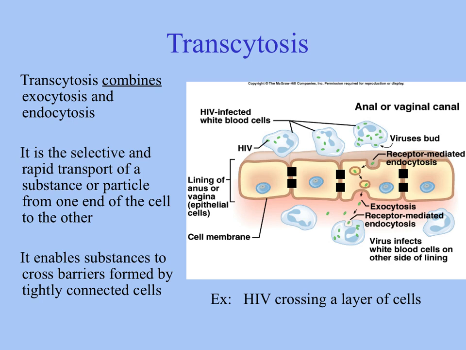And transcytosis is using endocytosis to get a substance into the cell, move through the cell by vesicle transport, and then move out of the other side of the cell by exocytosis. And this is a way that certain things, for example, in the gut, can get across the gut barrier and into the bloodstream by using this transcytosis mechanism.